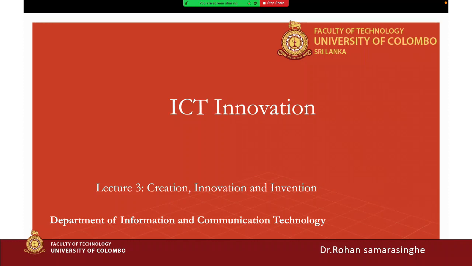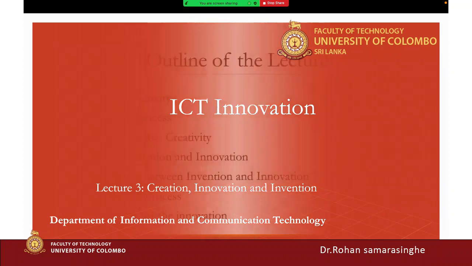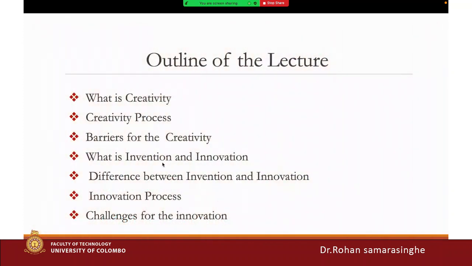Today we have to discuss creation, innovation and invention, the meanings as well as some examples of this innovation and invention and creation. So you will be able to understand what is the creativity process, barriers of creativity, what is innovation and invention, the difference between innovation and invention. This is very, very important to understand, and the innovation process and challenges for innovation.